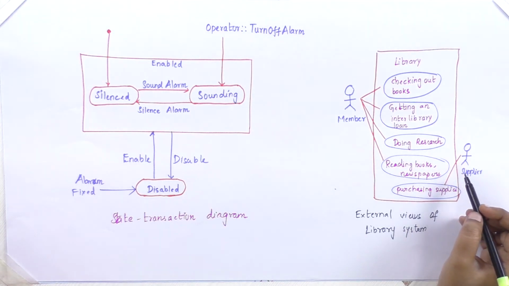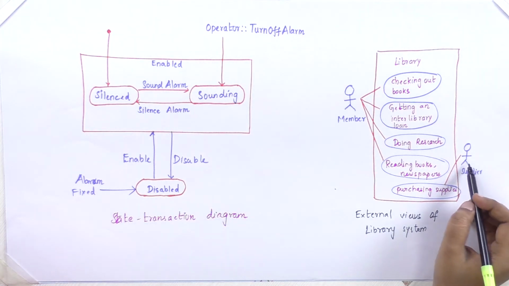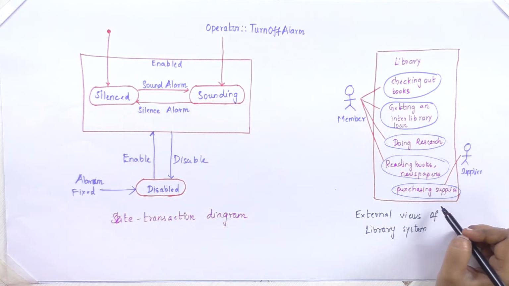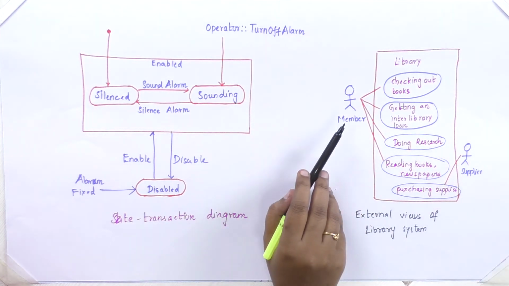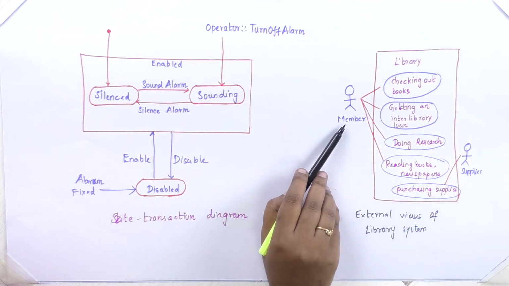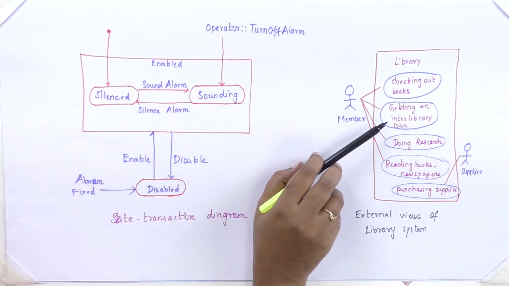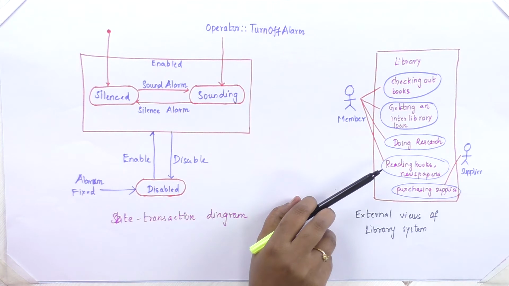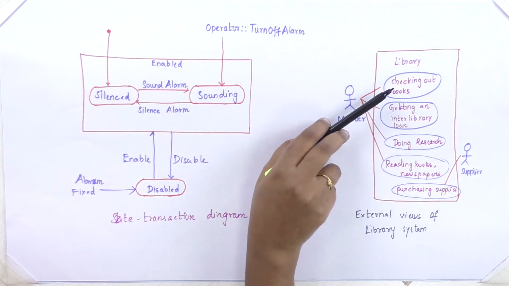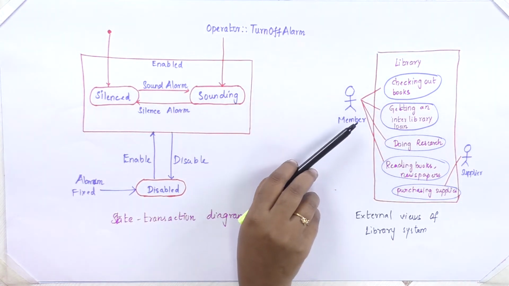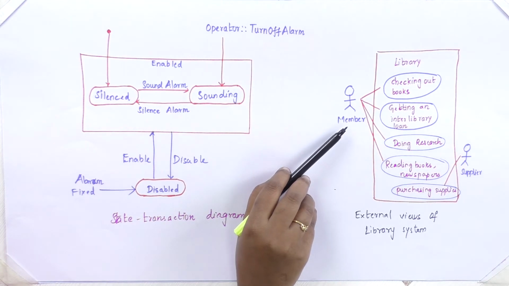So this is the transaction that is taking place between the librarian and the purchasing supplies process. And here the normal user of the library will be using the processes like checking out the books, getting the loan from the library, doing research in the library, and reading the books in the library. These are the processes that are done by the normal user in the library.